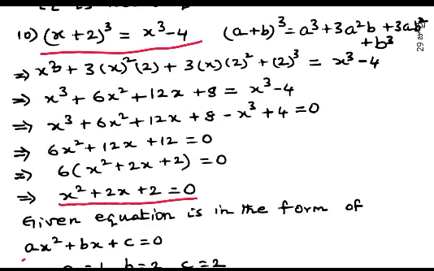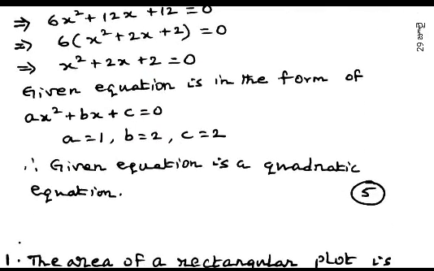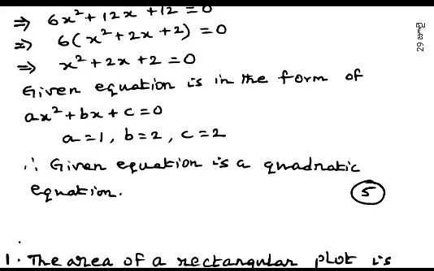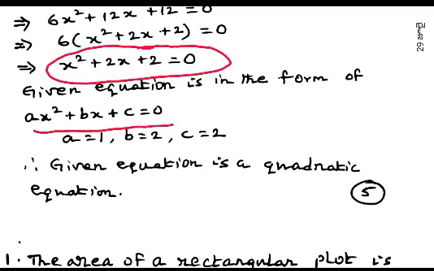This is in the form of ax square plus bx plus c equal to 0. Therefore, the given equation, which is written in the form of x square plus 2x plus 2 equal to 0, is in the form of ax square plus bx plus c equal to 0 and hence it is a quadratic equation.